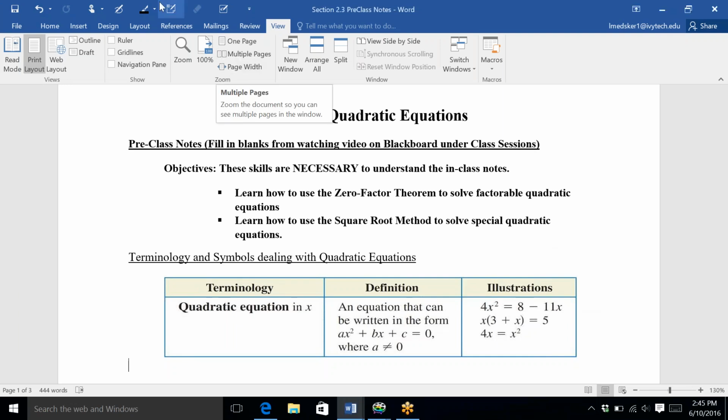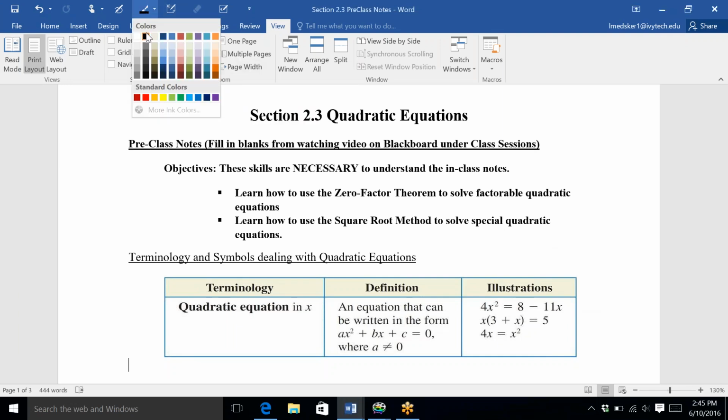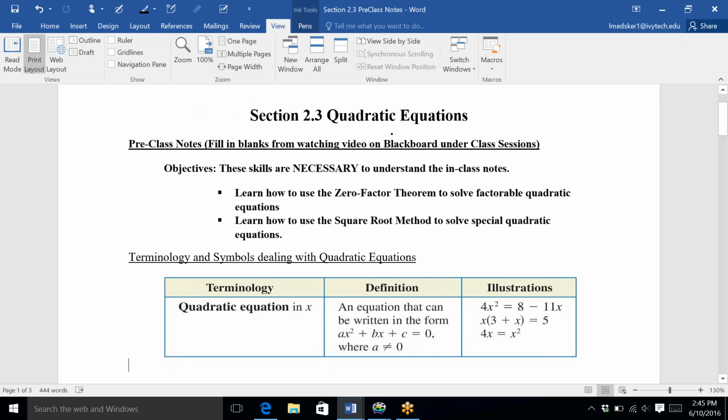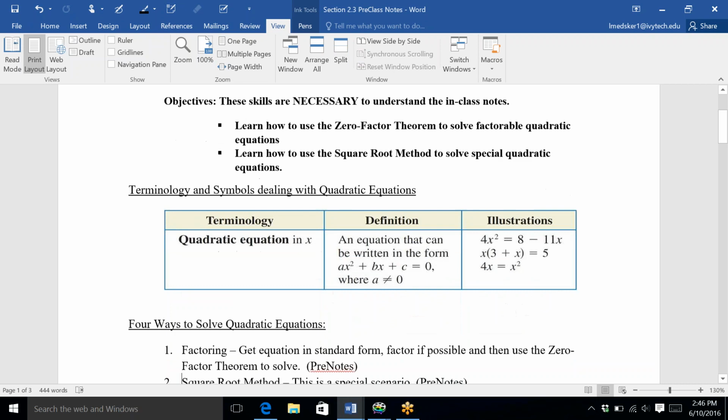Okay, we are looking at 2.3 class pre-notes. The objectives in this video are to learn how to use the zero factor theorem to solve a factorable quadratic equation. Notice it has to be able to factor to be able to use this property. And learn how to use the square root method to solve special quadratic equations.